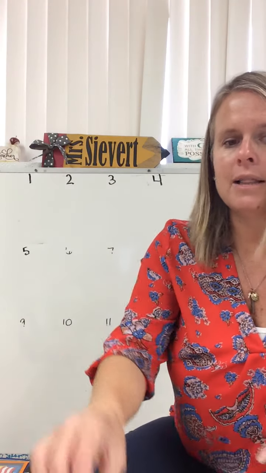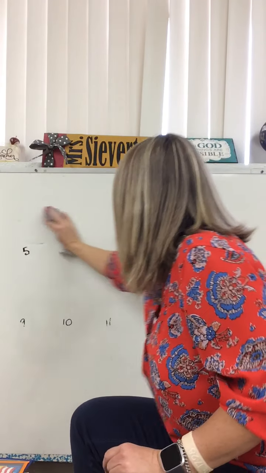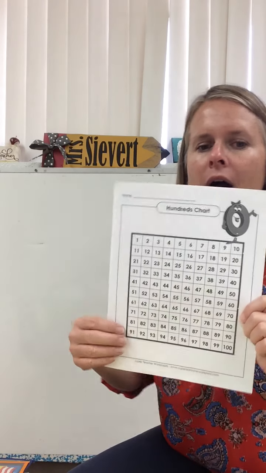Okay, so let me erase our numbers. So what you're going to need to get, we're going to count by 2s, but we're going bigger. If you have a number chart like this, you can get your number chart, because we're going to go some bigger numbers. And I'm going to show you how we can find our 2s on here really, really easy.